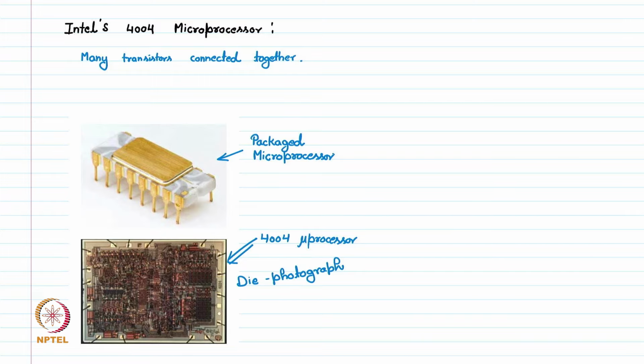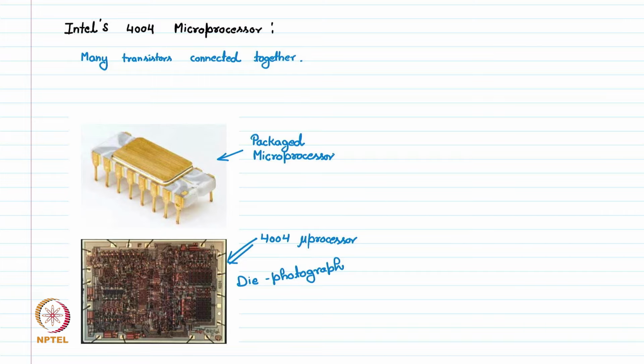This is put in a protective package, which is shown here by the packaged microprocessor. We can see here there are so many pins coming out from this package. This is a DIP kind of package, dual inline package. So, this is the very old microprocessor which was launched in typically 1971.